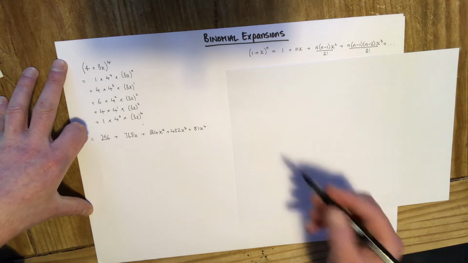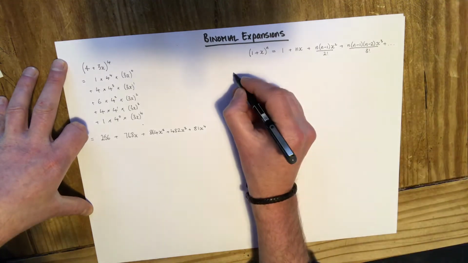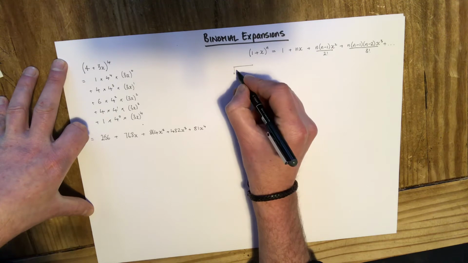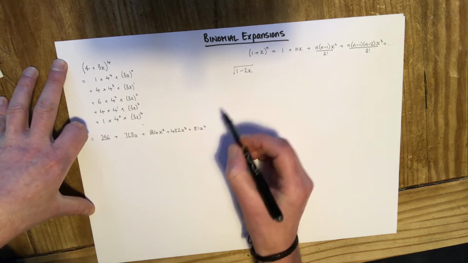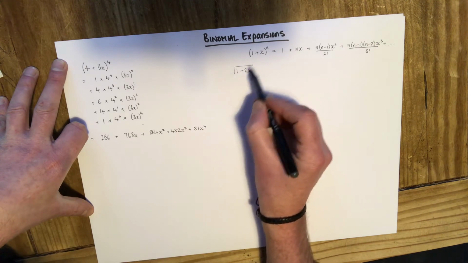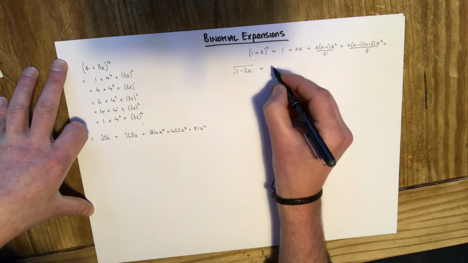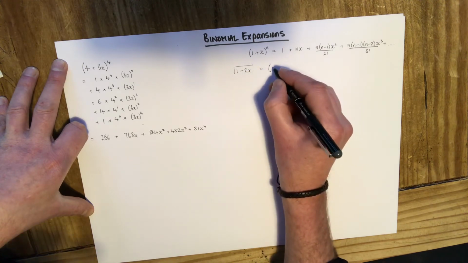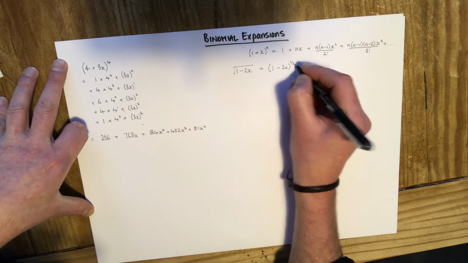Okay, so the first example we're going to look at, we're going to expand the square root of 1 minus 2x. Well, as you can see, this is not written in that form. So the first thing I have to do is to rewrite this in that form. So (1 − 2x) to the power of a half.